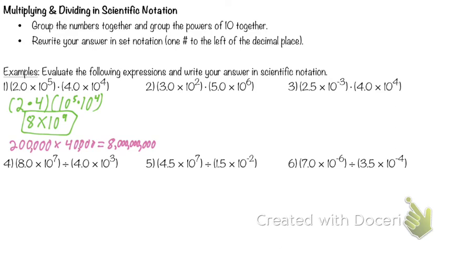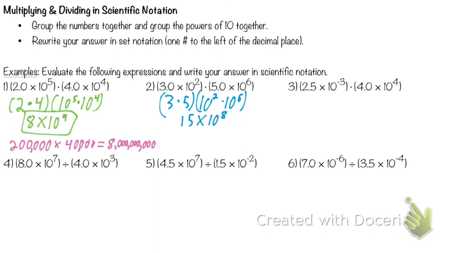All right, number 2. Can anyone help me on how I would do this problem? Okay, Eli, what are you thinking? 3 times 5. Okay, 3 times 5. And then 10 squared times 10 to the 6. Very good. So group the normal numbers together, 3 and 5. Group the powers of 10 together, 10 squared, 10 to the 6. Then 15, 3 times 5. And then 10 to the 8th, add those exponents.